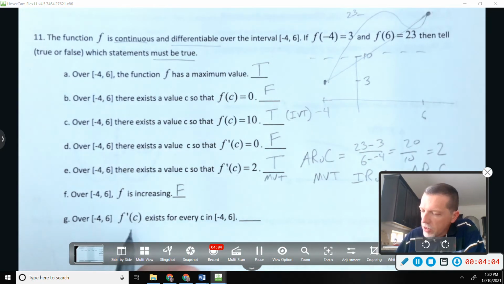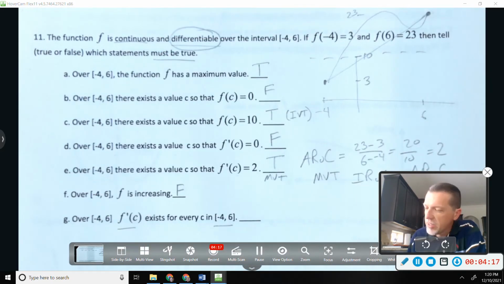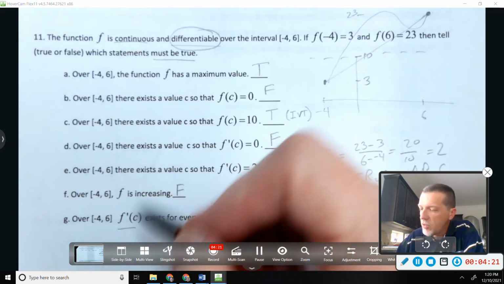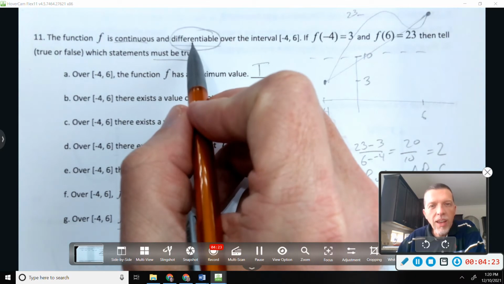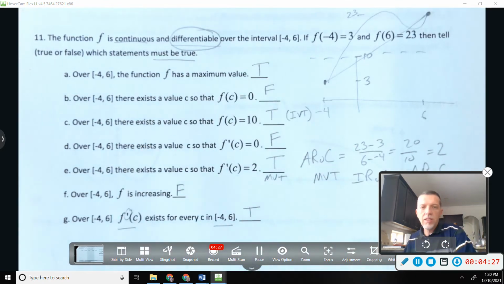Over -4 to 6, the derivative exists everywhere. Well, yeah, by definition it says differentiable. Differentiable means derivative exists. So that one's a true. That's just kind of testing if you caught that differentiable means has a derivative and f prime means derivative. So that one's definitely true.